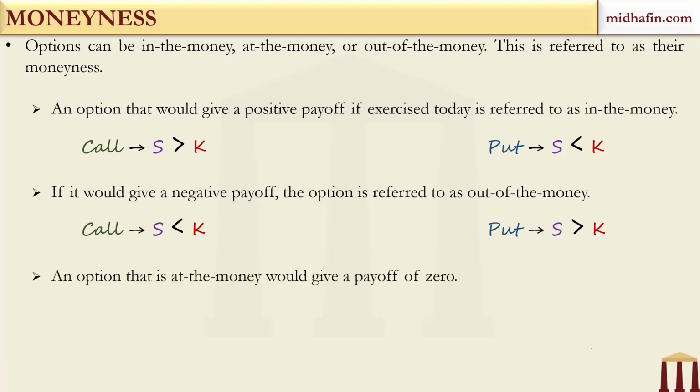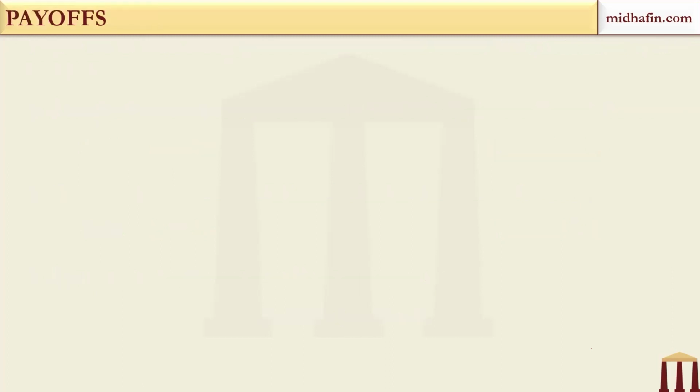Then finally, we have the third category of moneyness, that is at the money options. At the money options are those options which provide a zero payoff. That means if you exercise it today, no payoff will be received. You will receive 0 rupees in terms of payoff. And that is the scenario when strike price and asset price are equal. It is true for both call and put options. So for both call and put, if S is equal to K, we call the option at the money.